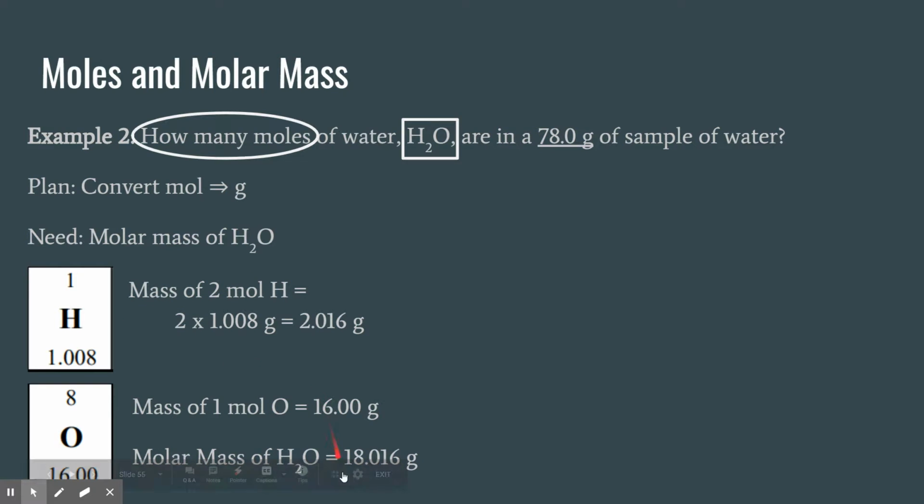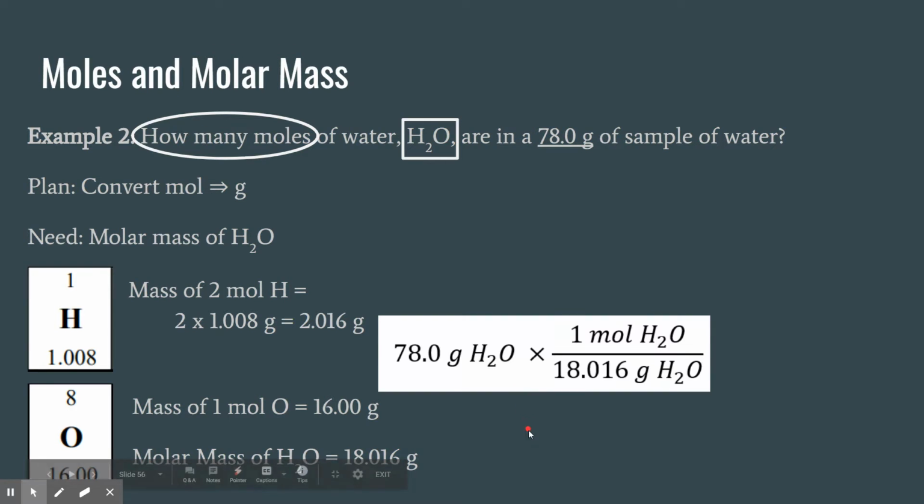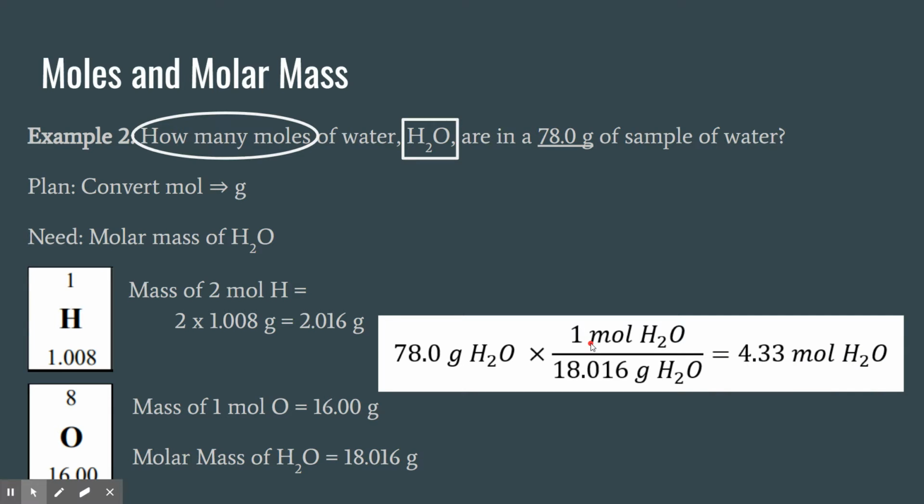The molar mass of water, sum up all the parts, and I'm going to get 18.016. Set up my dimensional analysis, 78 grams of water to start, 18 grams of water in 1 mole, and we'll get a final answer of 4.33 moles.